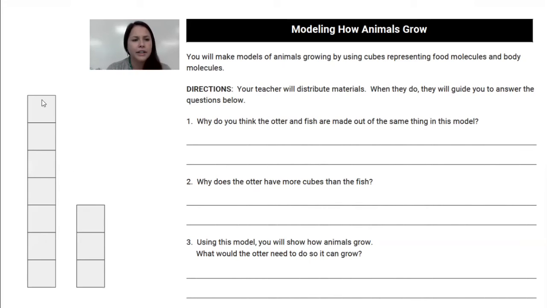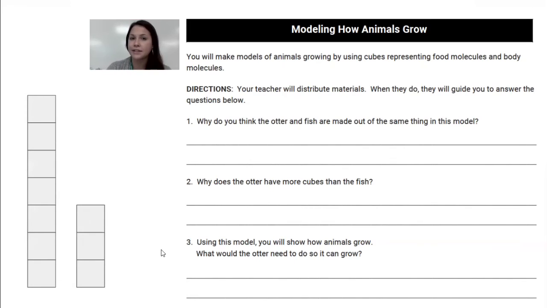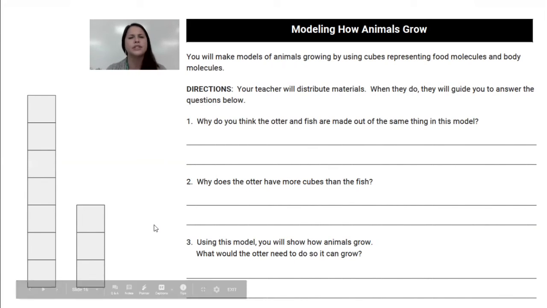The otter and the fish are made out of the same thing. They're both made out of these gray cubes. Why do you think that is? What are otters and fish made out of? Did you say matter? Because everything is made of matter. Stick that in your brains. Everything is made of matter. So these 2 animals are both made of matter. They're both made up of atoms and molecules. They're made up of the same thing.